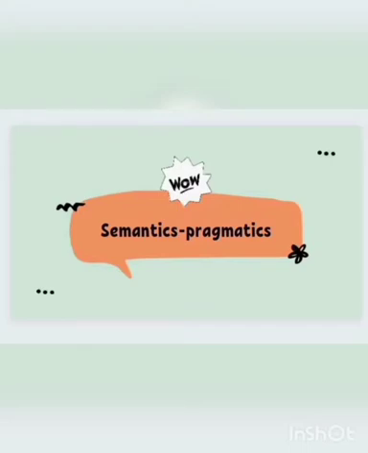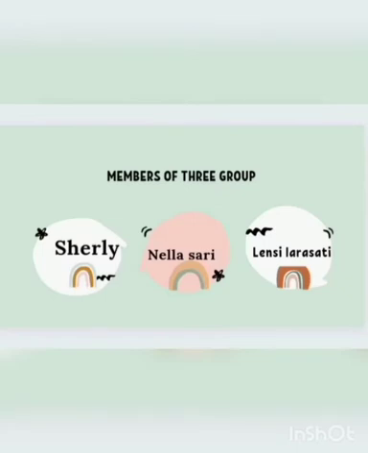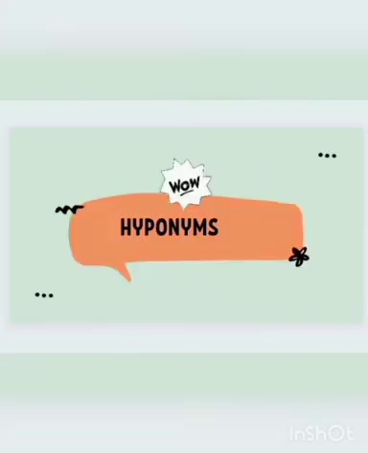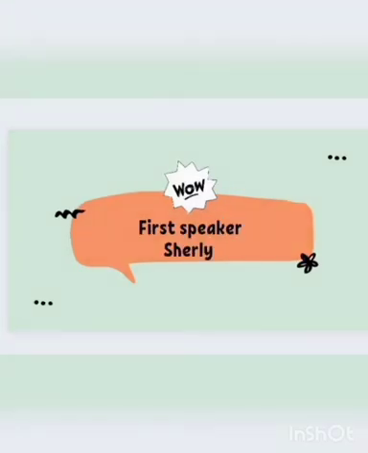We are from group three of Semantics Pragmatics. The members of group three are Sherly, Nela Sari, and Lensi Larasati. Today we are going to explain about hyponyms. The first speaker is Sherly.